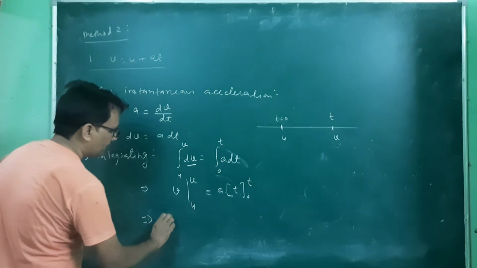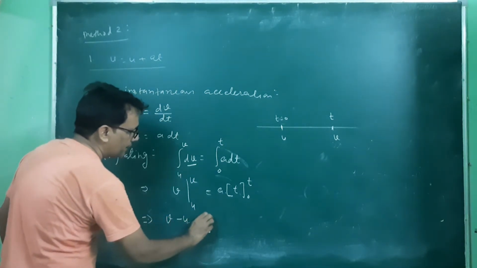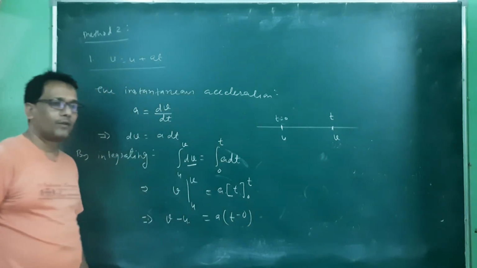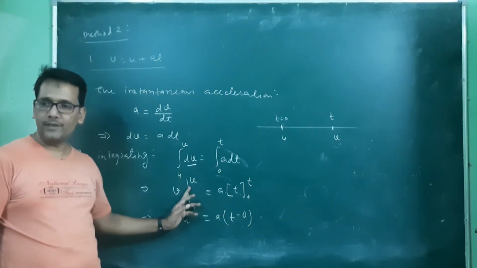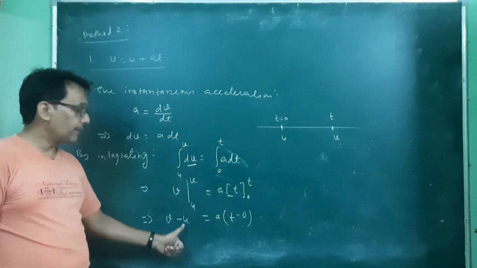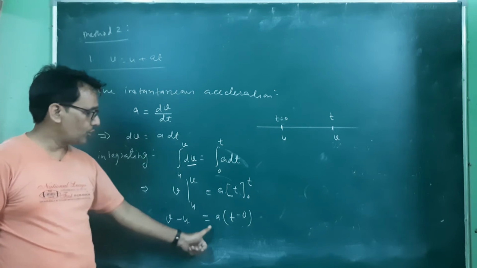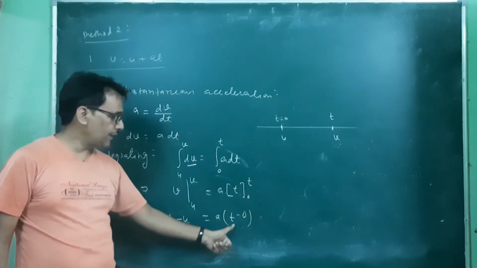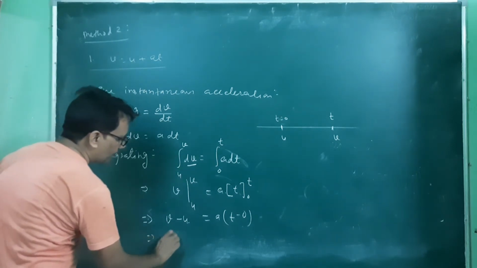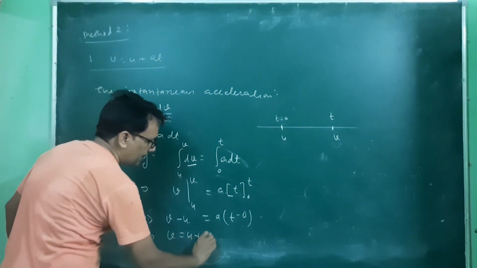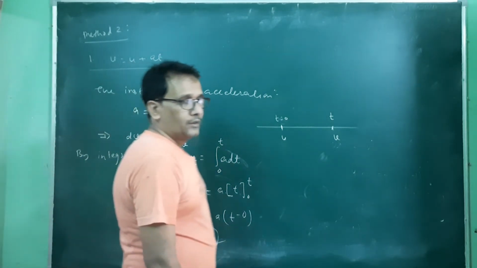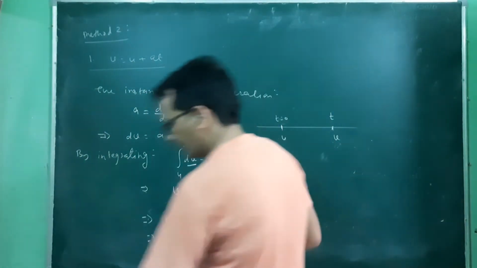So this is v minus u, it is equal to a t minus 0. We put lower limit and upper limit. So here, first in place of v we will put v and minus u. So v minus u is equal to a, and the upper limit is t and lower limit is 0, so that is t minus 0. So this is equal to v, it is equal to u plus at.